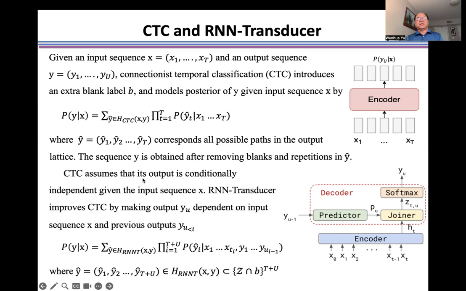CTC assumes the output is conditionally independent given the input sequence X. Recurrent neural network transducer improves on CTC by making the output dependent on the input sequence X and the previous output through this formulation.